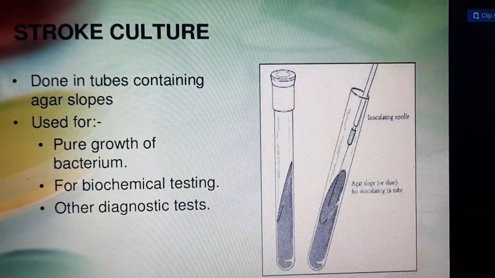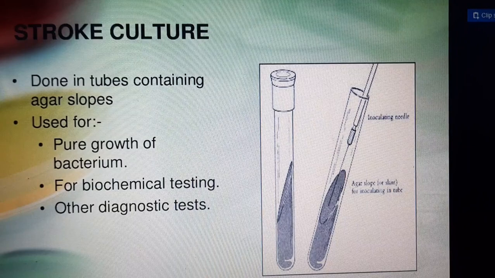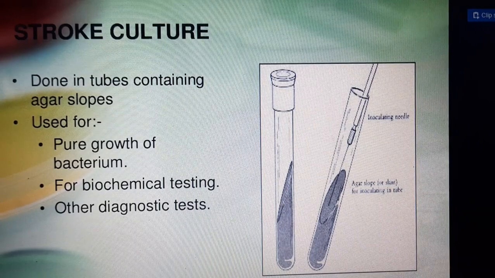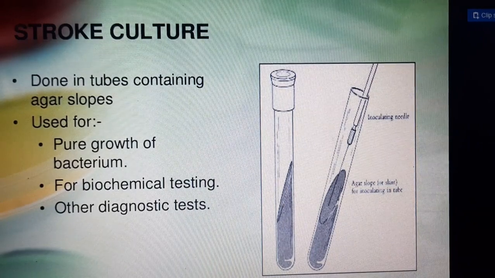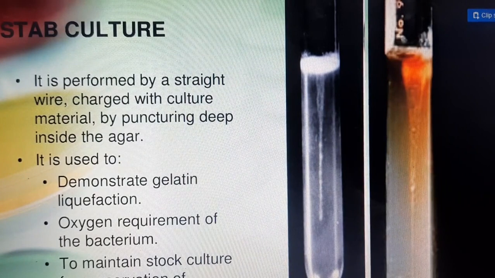Stroke culture. Stroke culture is done in a tube containing agar slope. It is employed for providing a pure growth of the bacterium for slide agglutination and other tests. Commonly used is a nutrient agar slope. Stab culture. Stab culture is performed by a straight wire charged with the culture by puncturing deep inside the agar. This technique is employed to maintain stock cultures for the preservation of bacteria.